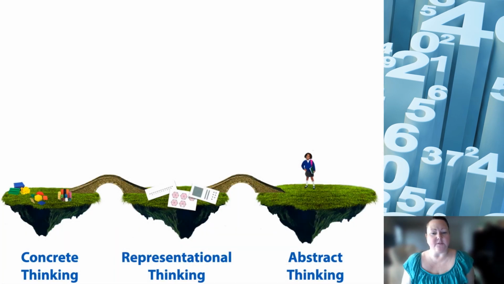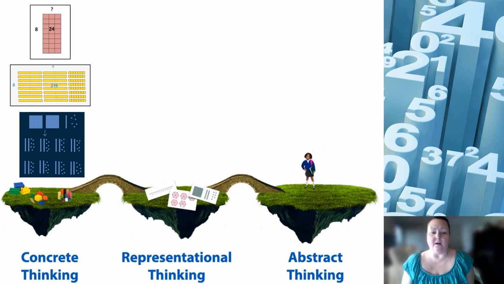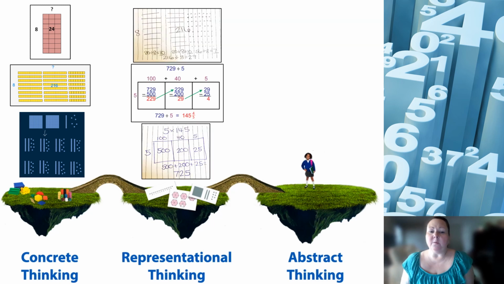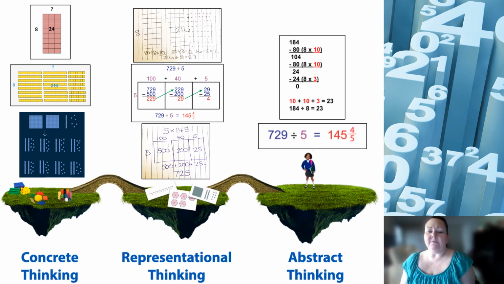So to kind of recap the strategies that we discussed, we have our concrete model, such as base 10 blocks and base 10 block arrays. Then we're moving to our quick pictures or open area models. And then finally, we could just have the equation for abstract thinking or just record the steps of the partial quotients that we did with the open area model.